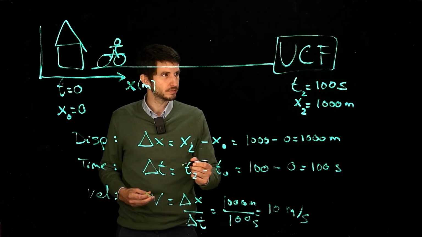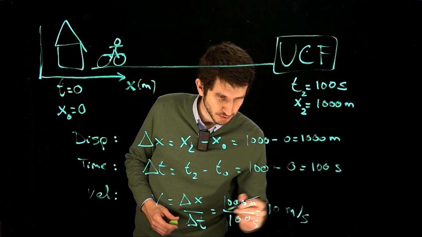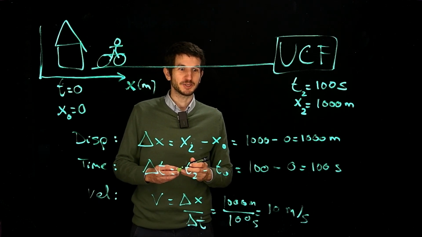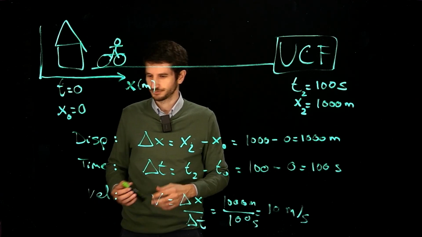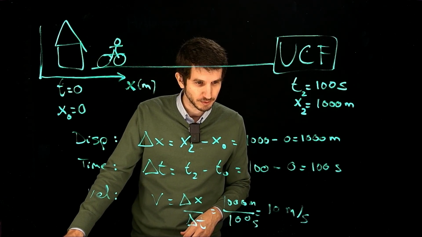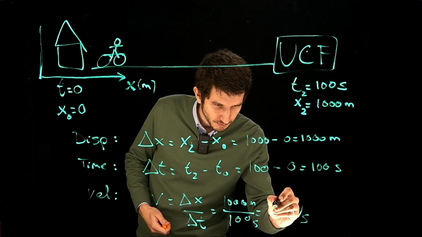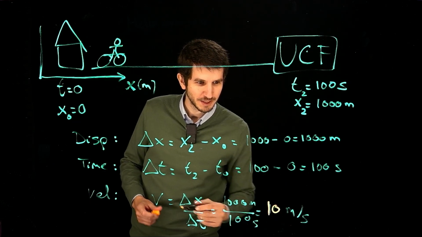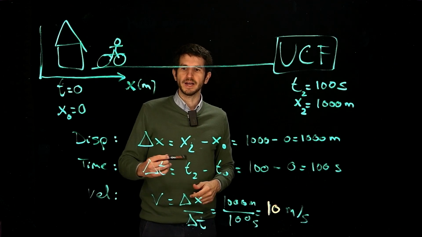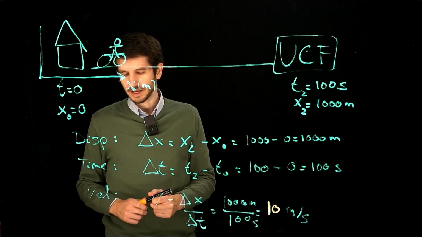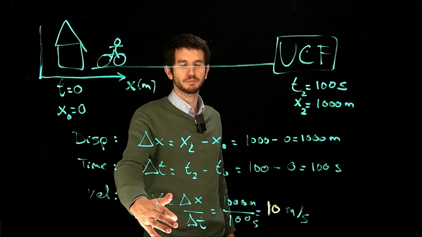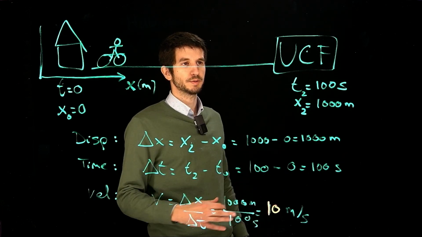Now, let's realize one thing from here. If I say the velocity is the ratio of change of position with time, I can come up with the solution, which is 10 meters per second.